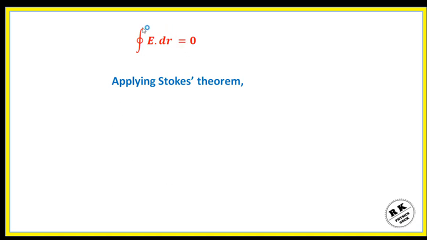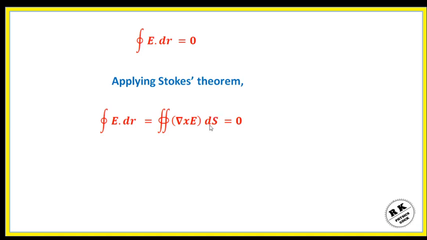So in this equation, this is a line integral. We are finding the line integral of this vector. Using Stokes theorem, we can replace E by curl E and line integral by surface integral. So on application of Stokes theorem to this equation, it becomes the closed surface integral of curl of E over the surface enclosed by this closed curve is equal to 0.